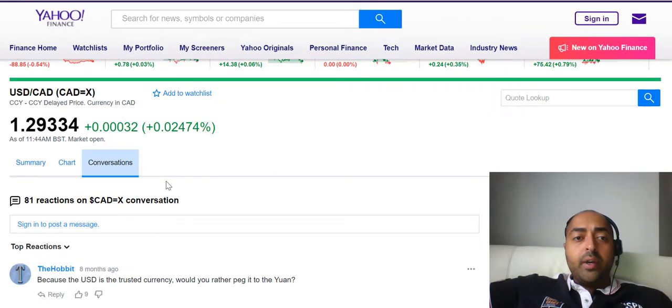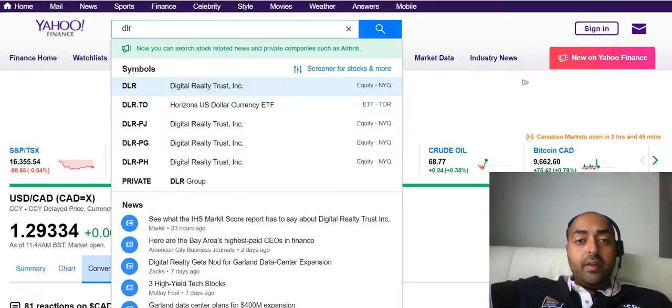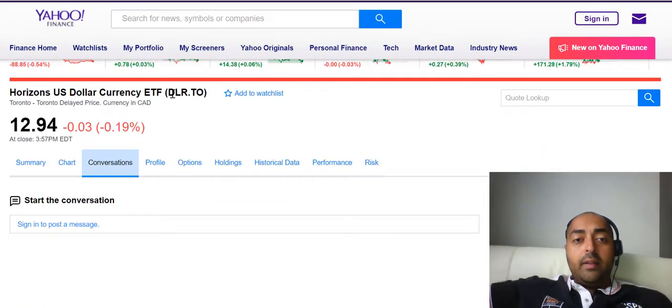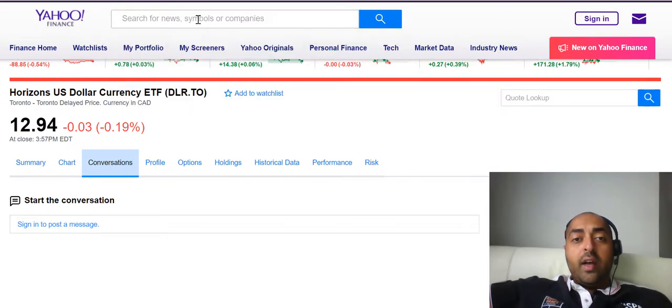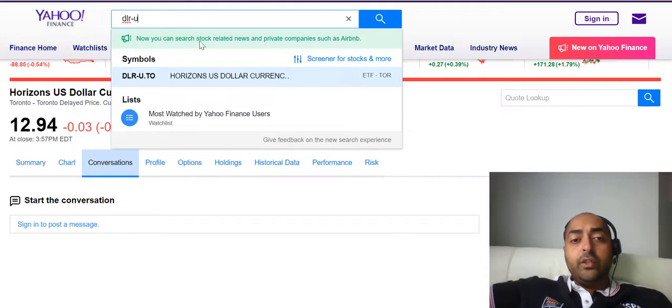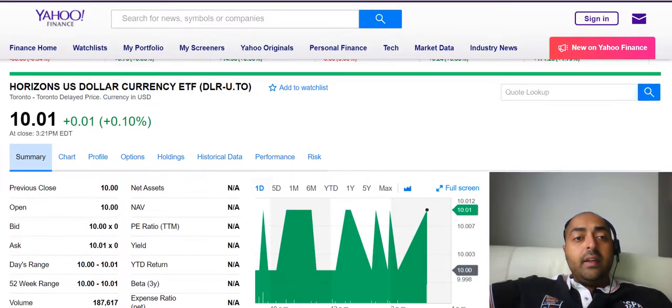The way it works is by buying and selling an ETF called DLR.to. You buy the ETF called DLR.to, you call your broker and you ask them to journal it to an ETF called DLR-U.to. It's from the same company, Horizons Beta. It's an ETF that tracks the US and Canadian dollar.